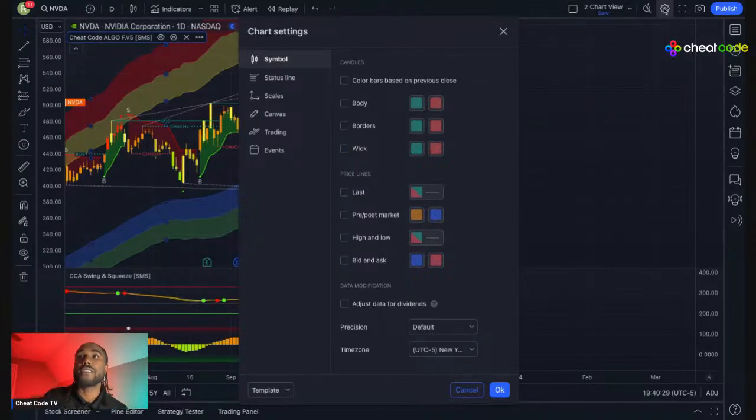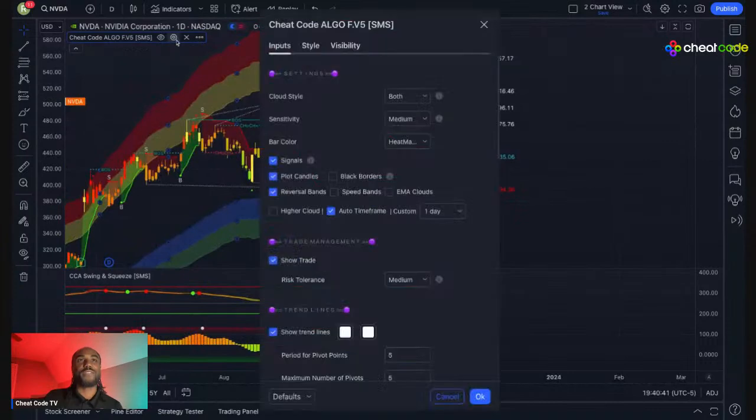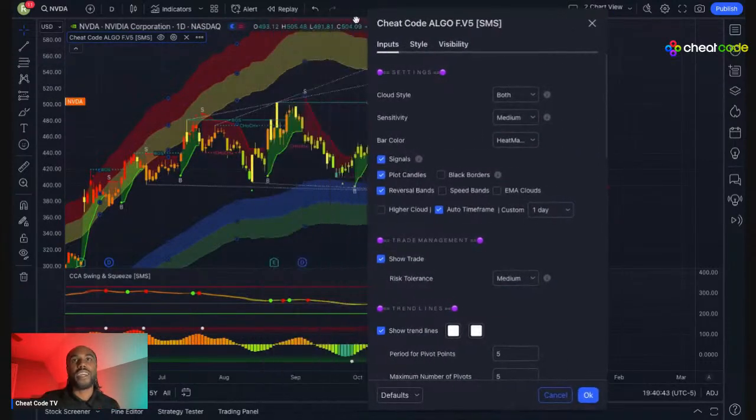Okay, so first things first, go over to the settings. It's going to be right here at the top right. Click on that chart settings right here. You're just going to uncheck these. This is the body, the borders, and the wick for the candles, because we have our own candles. And the candles that we have, you can now change them. So that's another new feature that we have.